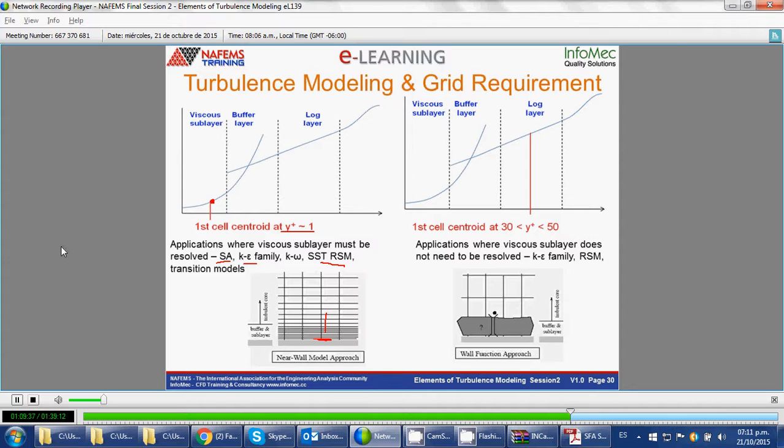If you choose to use wall function, at this point your y plus is further away. So the very first point that you create is away from the wall, and you want to be somewhere between 30 to 50. And then you're going to use K epsilon models and so forth.